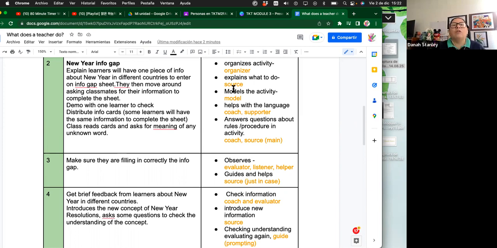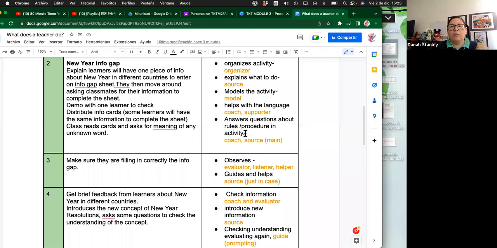Then I'm going to explain what to do. So I'm going to be the main source. I'm the one who is providing the information they need in order to accomplish or to fulfill the task. Models the activity. So I'm going to be part of the demo. I'm going to be a model. So I'm going to participate as pretending that I'm another student. Then I'm going to help with the language. In this case, I'm going to be a kind of coach or supporter.